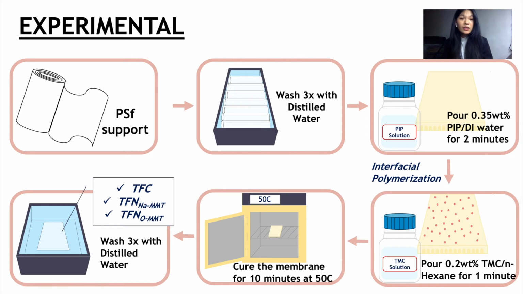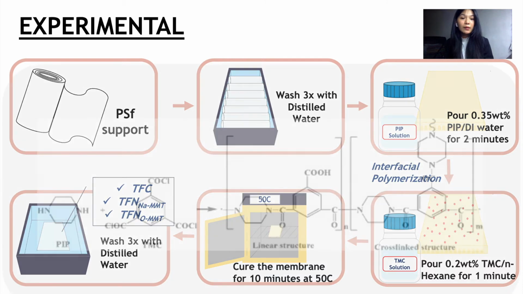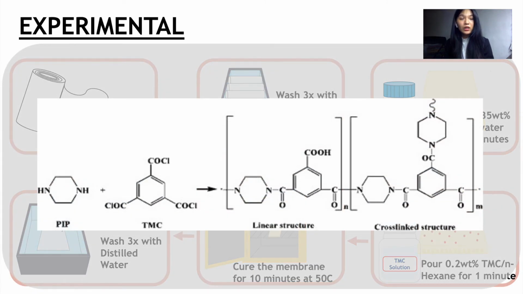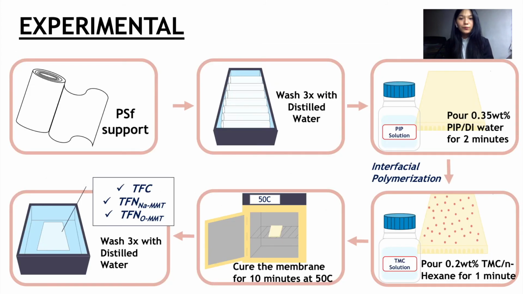Next is the experimental. Using PSF as a support, 0.35 weight% of PIP in deionized water will be in contact with the support membrane surface for 2 minutes. After that, 0.2 weight% of trimesoyl chloride and N-hexane along with the additives will be poured for 1 minute. This will then form a thin dense layer called the polyamide. The amine of the PIP will interact with the acyl chloride, forming the polyamide layer, which can either form a linear or cross-linked structure or even both.